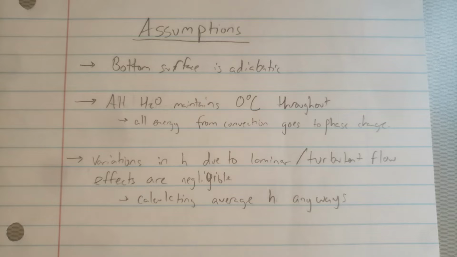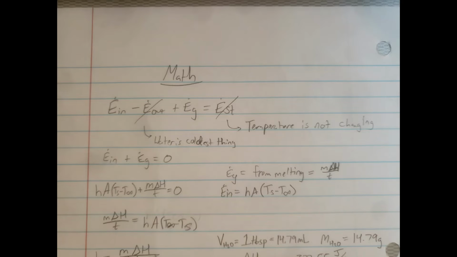And finally, we're going to assume that any variations in the convection coefficient due to variations in laminar or turbulent flow are going to be negligible, and regardless, this is going to be a calculation of the average convection coefficient anyways. So, from the outset, this may seem like a transient process. However, because we're taking advantage of the fact that the phase change occurs at a constant temperature, we're able to simplify it greatly, and actually it turns out to be steady state.